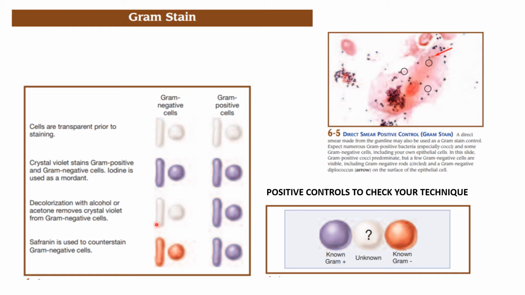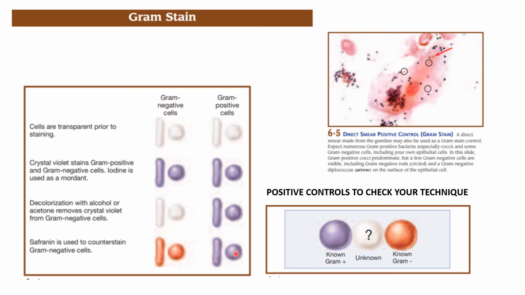Of course, in gram negative cells, the crystal violet iodine complex will be washed away by our decolorizer. Okay, and to visualize gram negative cells, because they lost their pigment, we need to put a counterstain, which is safranin. So that's why gram negative cells appear red to pink in color, and gram positive, of course, purple.